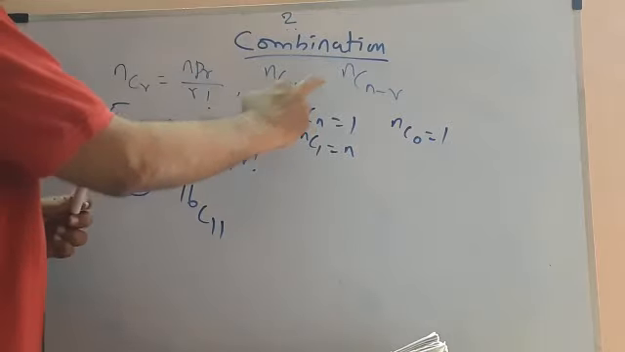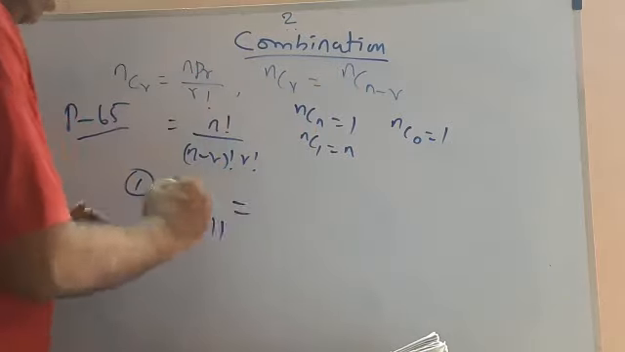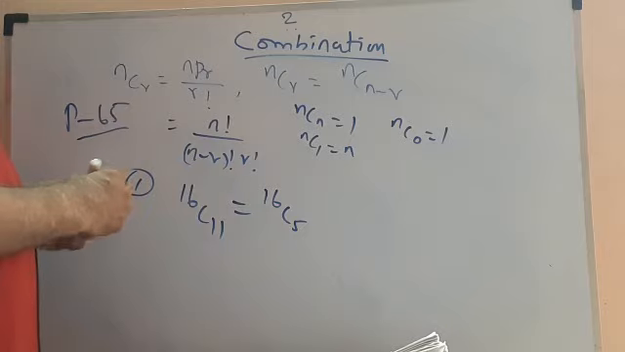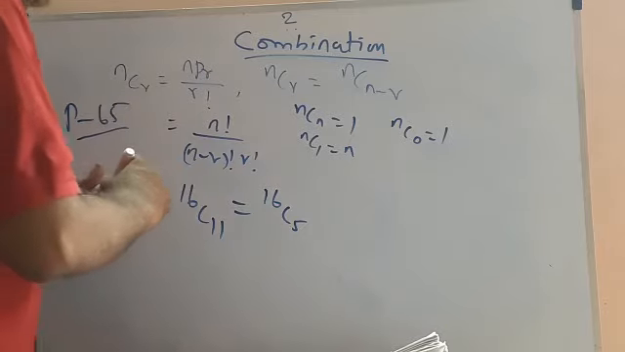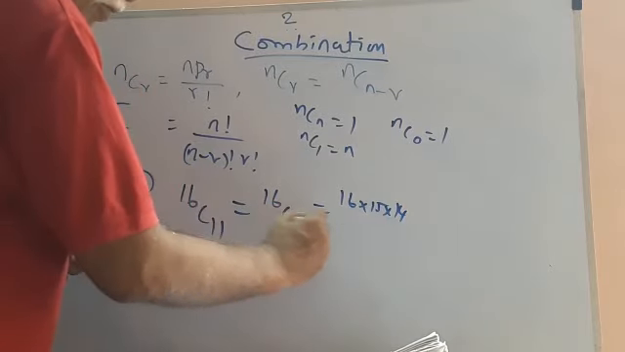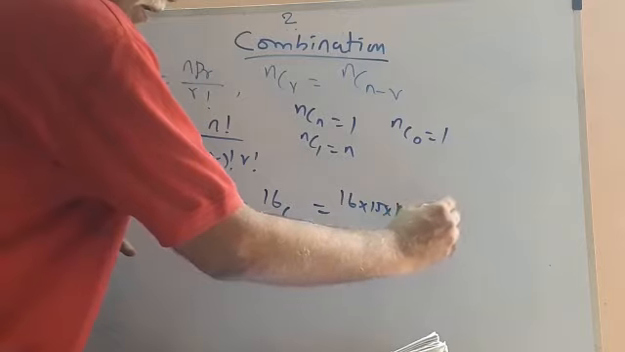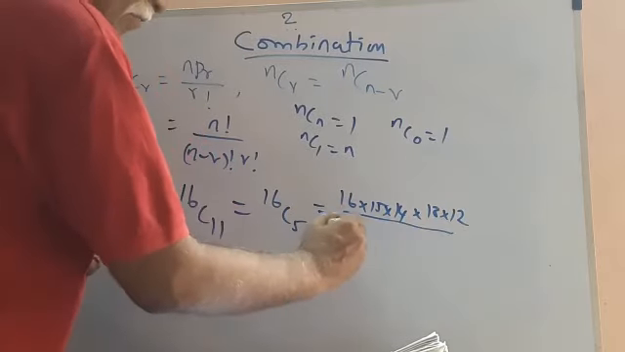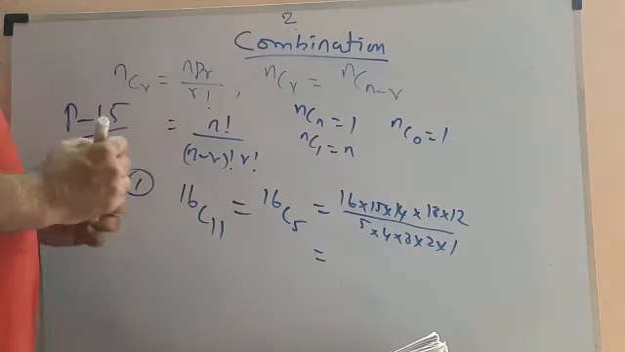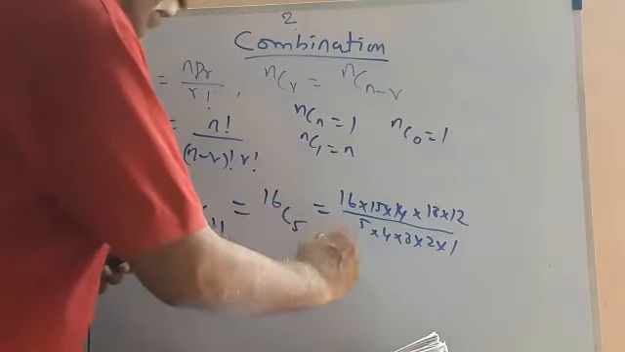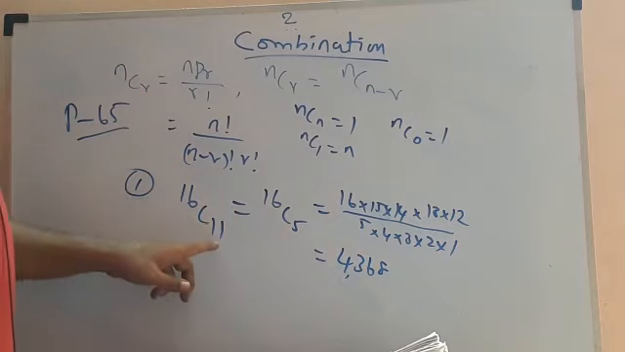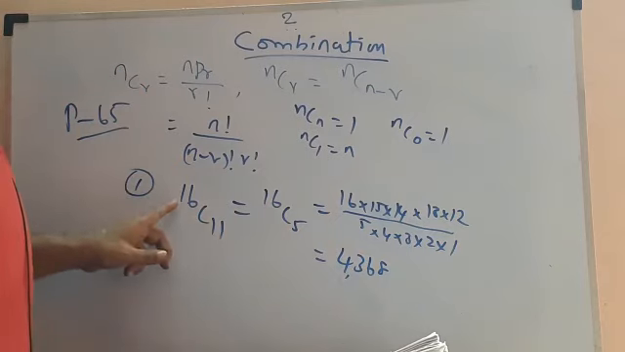According to this formula, nCr equals nC(n minus r), 16C11 is the same as 16C(16 minus 11), that is 16C5. Now you can find out the value of 16C5. 16 into 15 into 14, 16 you reduce 5 times: 16, 15, 14, 13, 12, divided by 5 factorial, which is 5 into 4 into 3 into 2 into 1. Use a calculator, we'll get 4368. Okay. This is the number of ways of selecting 11 players out of 16 players.